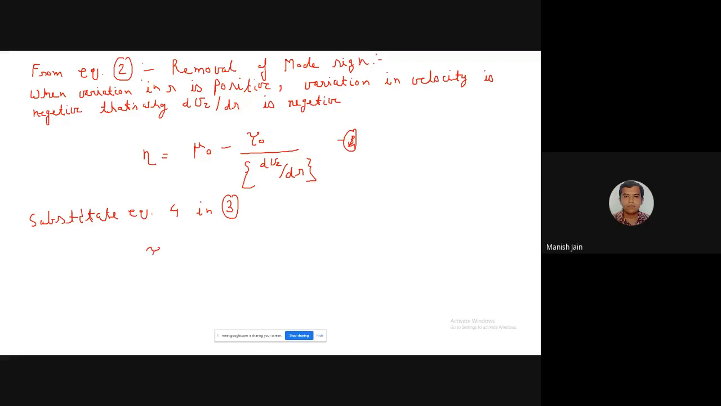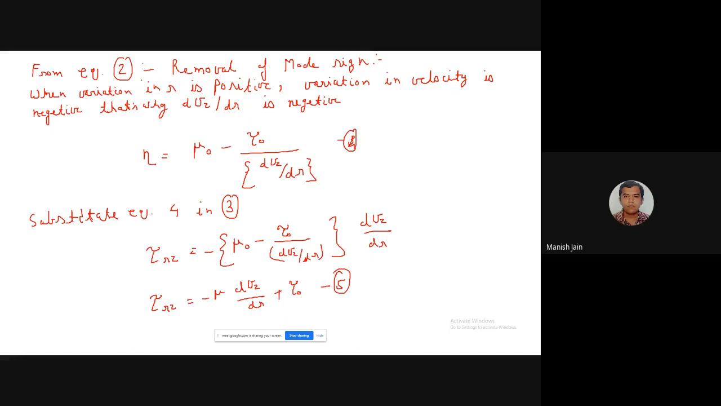You will get tau Rz equal to, in brackets, minus mu naught minus tau naught divided by dvz by dr, bracket close, multiplied by dvz by dr. Now just solve this, open this bracket, you will get tau Rz equal to minus mu dvz by dr plus tau naught. This is equation number 5.